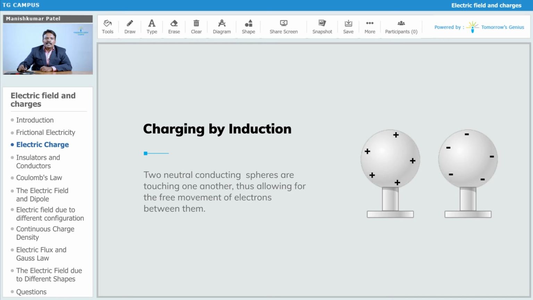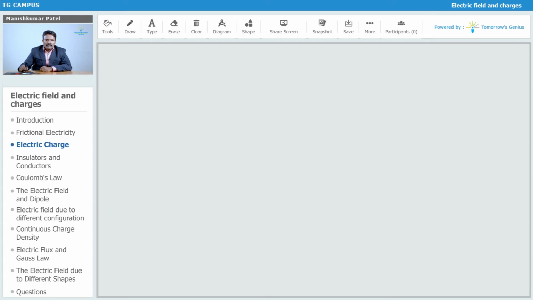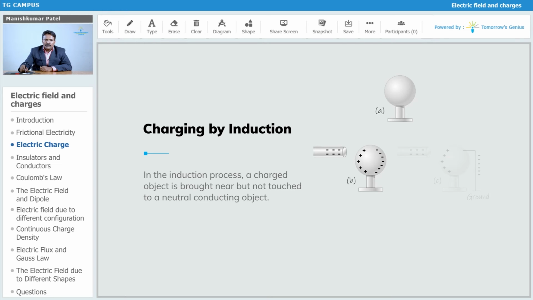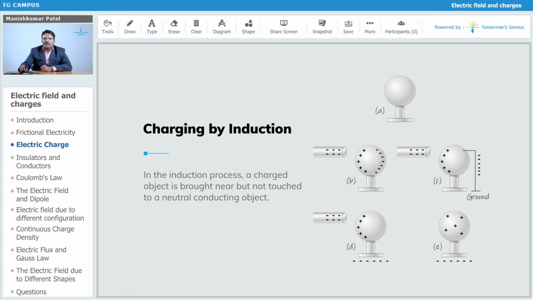So this is called the process of induction. The charge is induced temporarily. So this is all about the induction process, where you can generate the charge, or even remove that charge by the process of grounding.